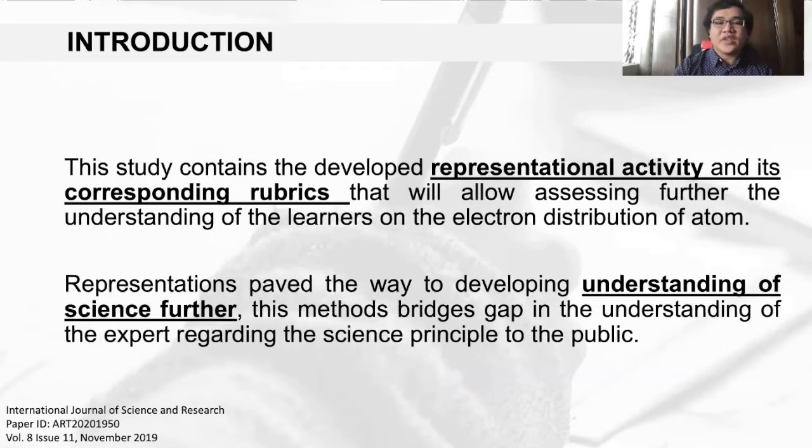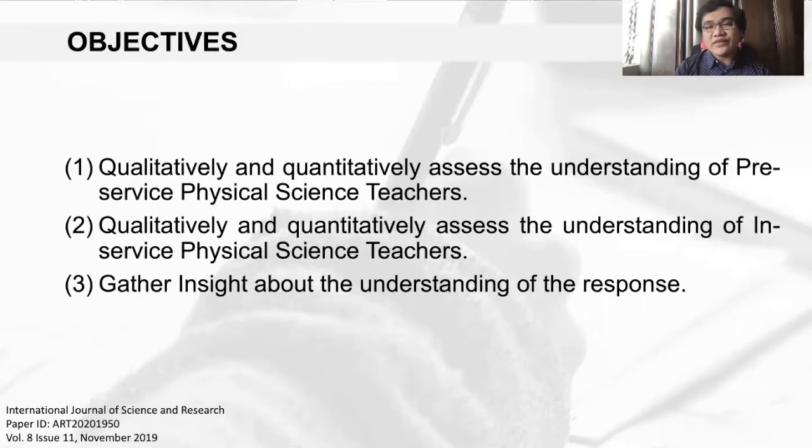So we developed a representational task together with rubrics. These corresponding rubrics allow assessing further the understanding of the learners on the electron distribution of atoms. The primary objective of this study is to qualitatively and quantitatively assess the understanding of both pre-service teachers and in-service physical science teachers in the concept of electron distribution of atoms. And of course, gather insights about understanding the responses.